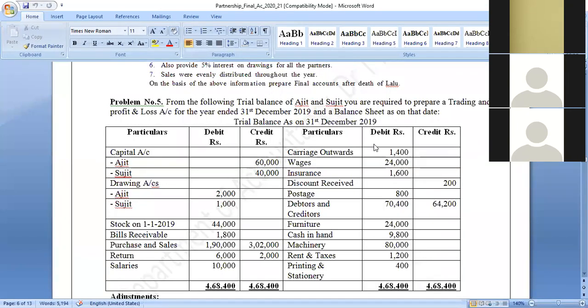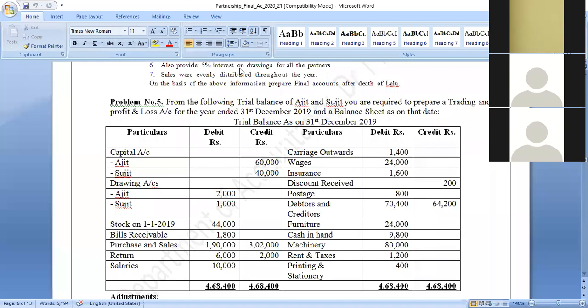Wages, trading account, debit side. Insurance, profit and loss account, debit side. Discount received, it is the income, profit and loss account, credit side. Postage, profit and loss account, debit side. Debtors, debit amount is there.